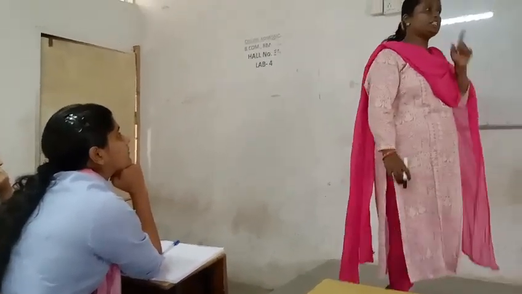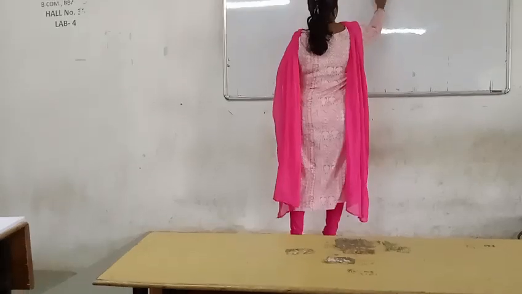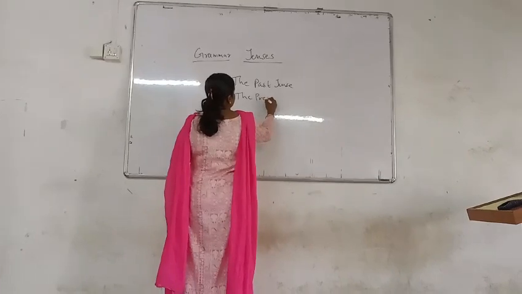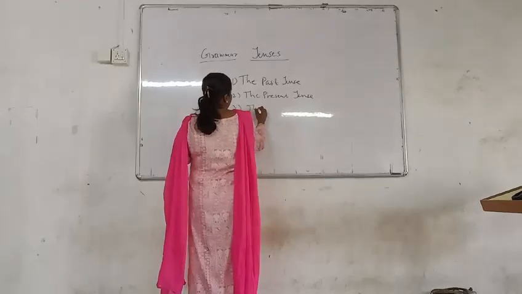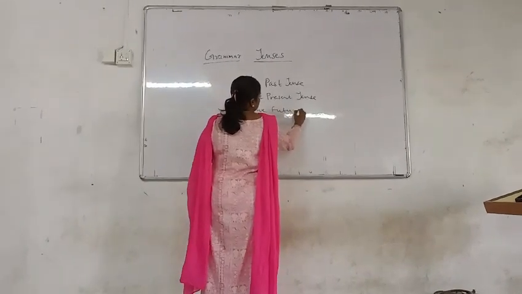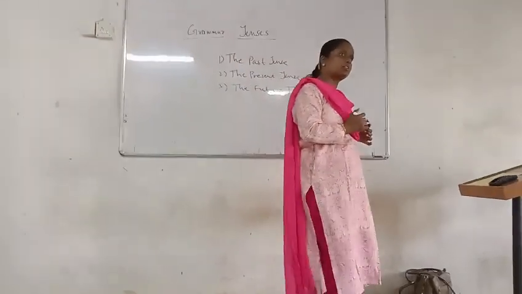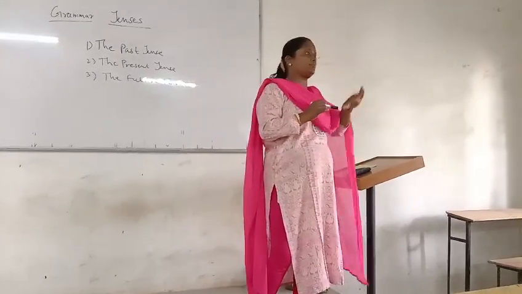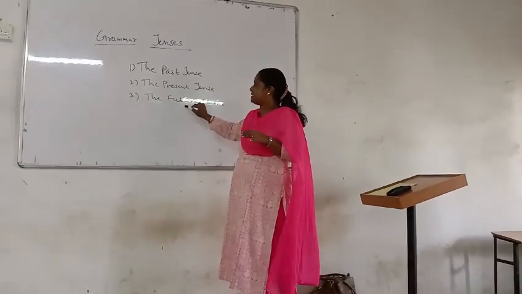So, how many tenses are there in English? There are 3 tenses. Which are they? The first one is the past tense. The second is the present tense. And the third one is the future tense. Only 3 tenses in English. Yes, but their main types are the 3 tenses: the past tense, the present tense, and the future tense.